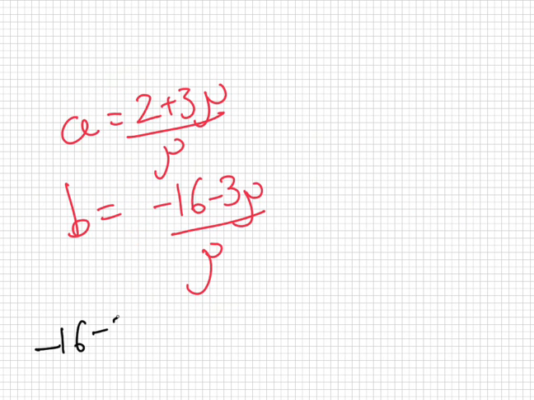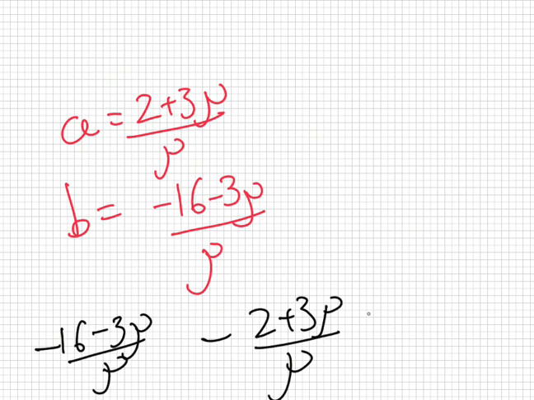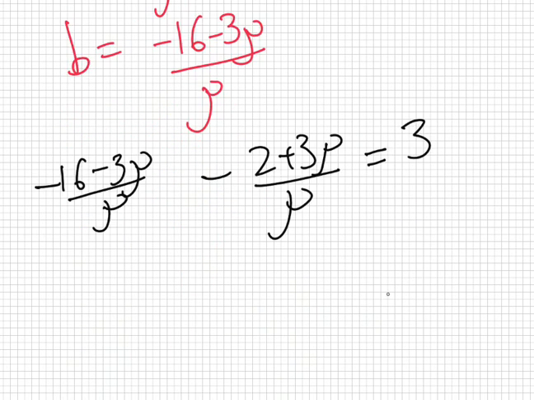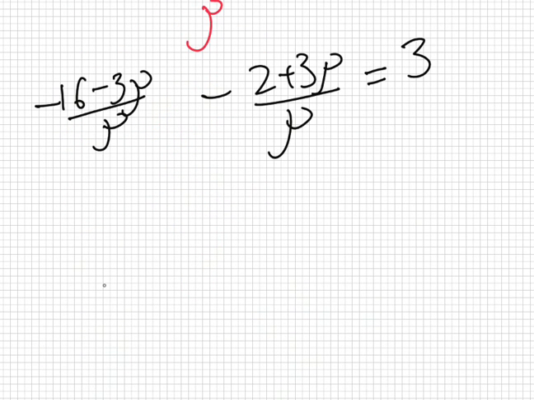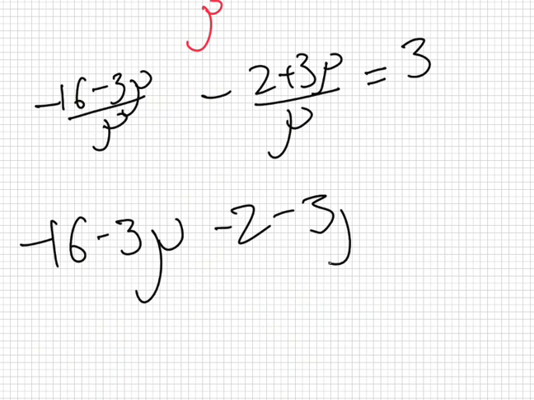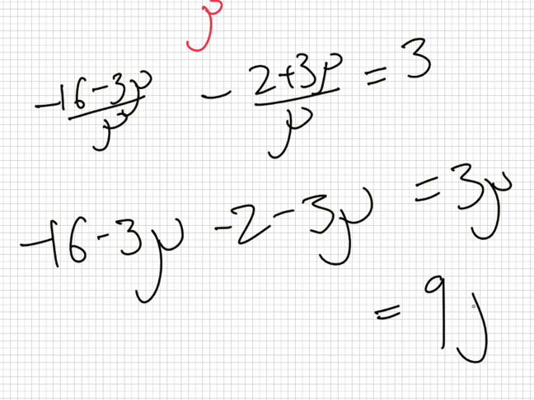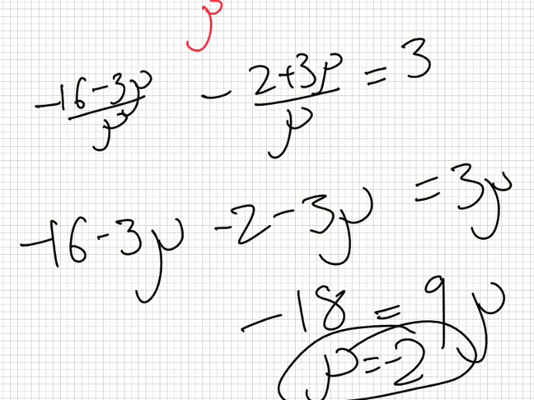So I get minus 16 minus 3 mu over mu minus 2 plus 3 mu over mu. What does that equal? B minus A? 3, isn't it? Yeah. What do I do? Multiply everything by mu. So I got minus 16 minus 3 mu minus 2 minus 3 mu equals 3 mu. That would be minus 6. Take it to the right, it's plus 6. So 9 mu minus 18. Mu equals minus 2. Ooh, yeah.